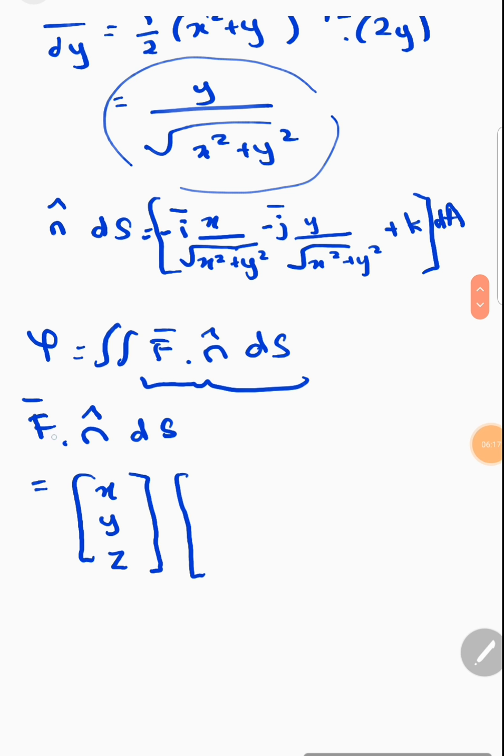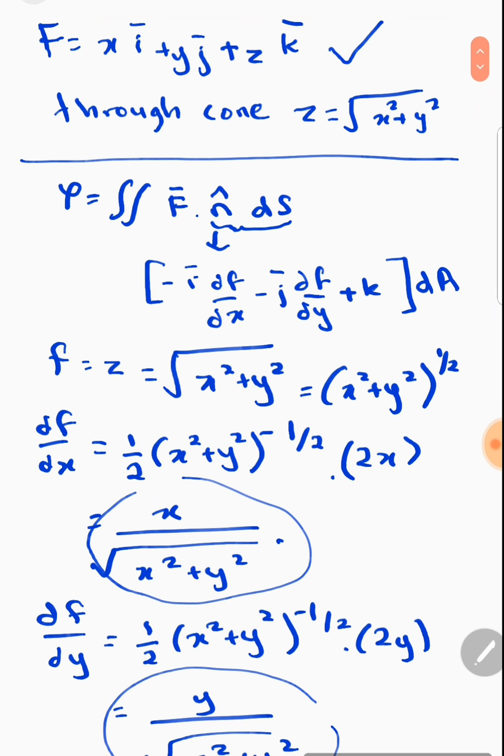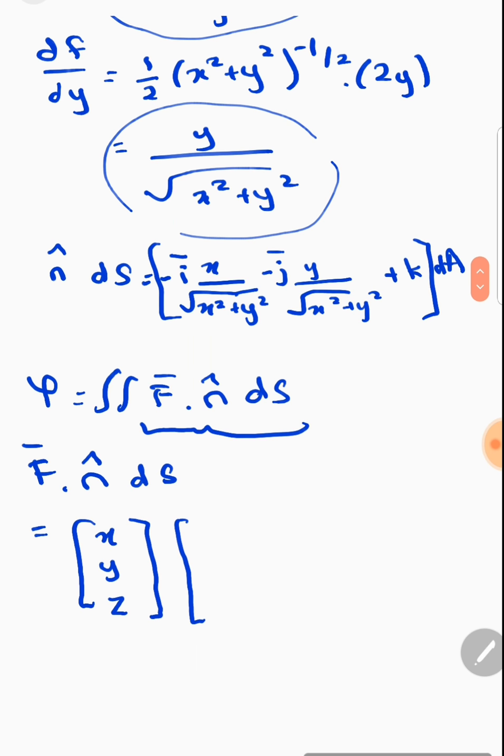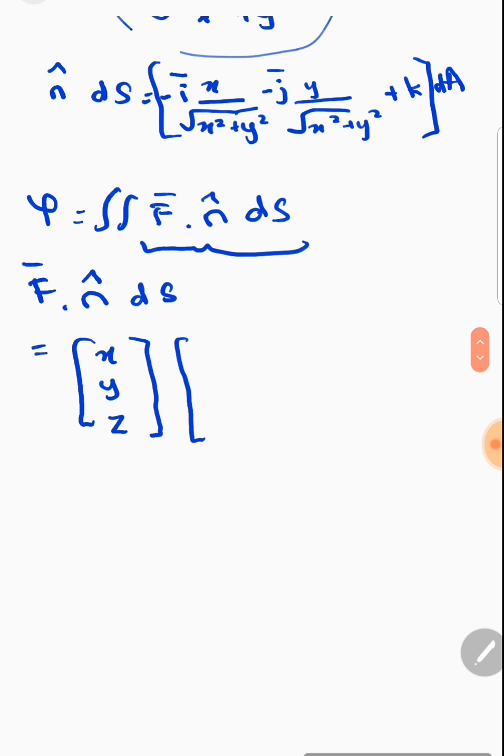So F is given by X i plus Y j plus Z k, right? If I just scroll this back up a little bit, it's this form here. So I can replace this in terms of X, Y, Z. All right. Now, my dot product for my N.